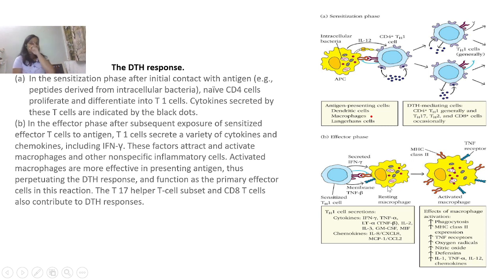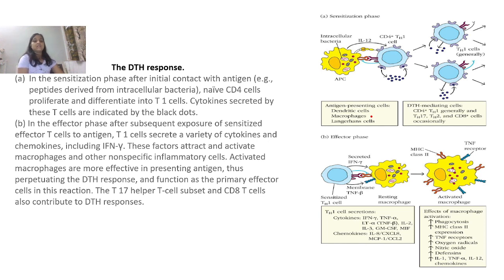Here, the macrophage is there, which is also the APC, and more and more IFN-gamma is secreted. It is activating this resting macrophage, and then it is becoming activated. Then, after a macrophage is activated, obviously it can have multiple functions. So upon activation it can do phagocytosis. There is an increased amount of MHC class 2 expression, there is increased amount of TNF receptors, there are production of oxygen radical, nitric oxide, defensins, and different kinds of chemokines.